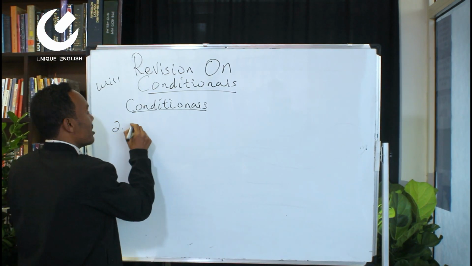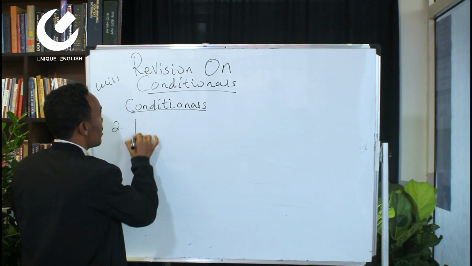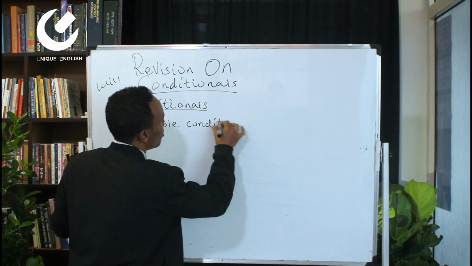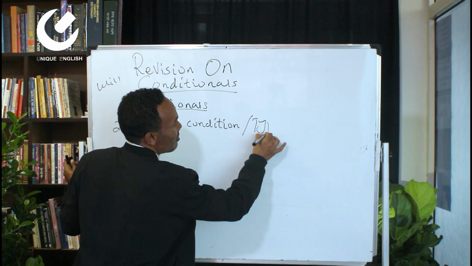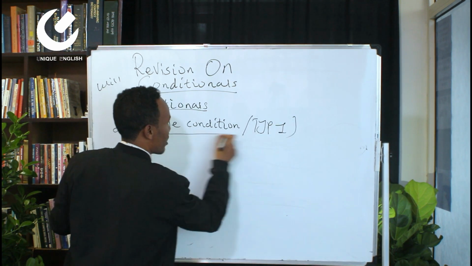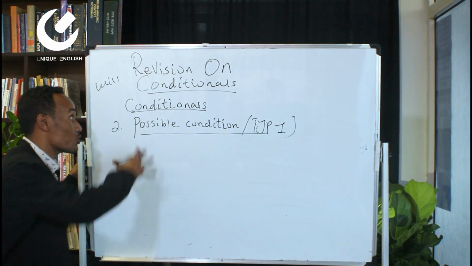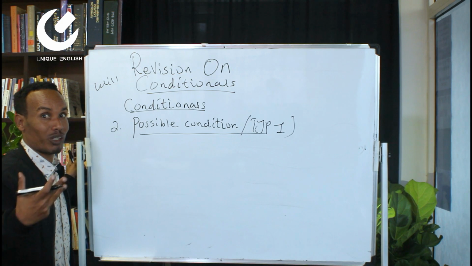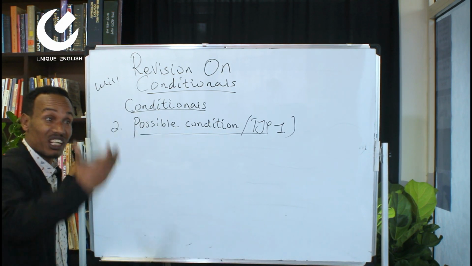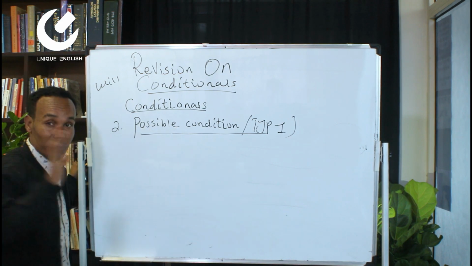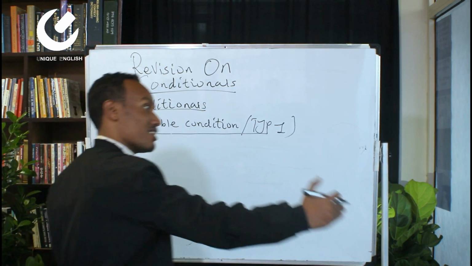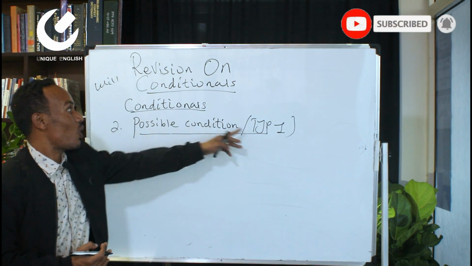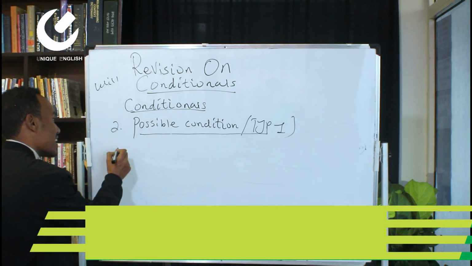Okay, the second one is type 1, possible condition. Possible condition, or type 1. As the name is self-explanatory, there is possibility, yes or no? When we are talking about real situations, real things that will happen if certain conditions are fulfilled, we use this possible condition. So we are going to use these things in the if clause.